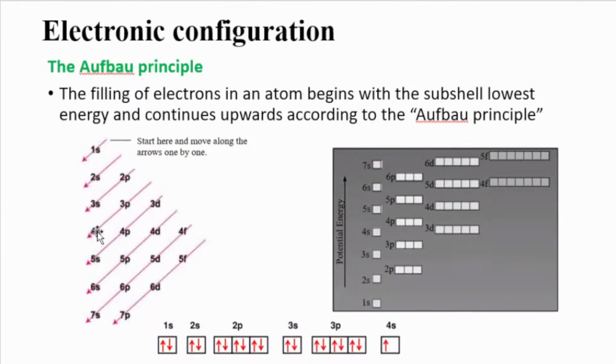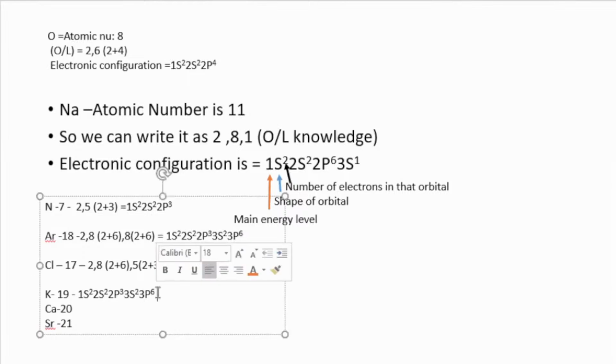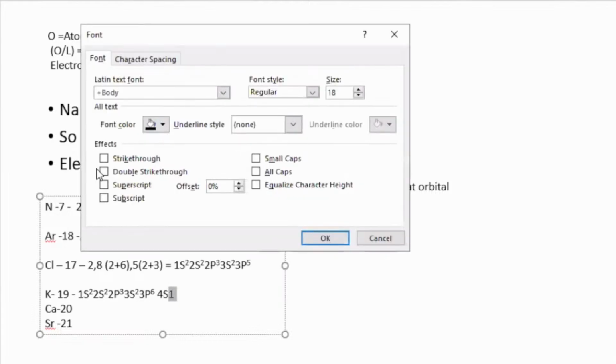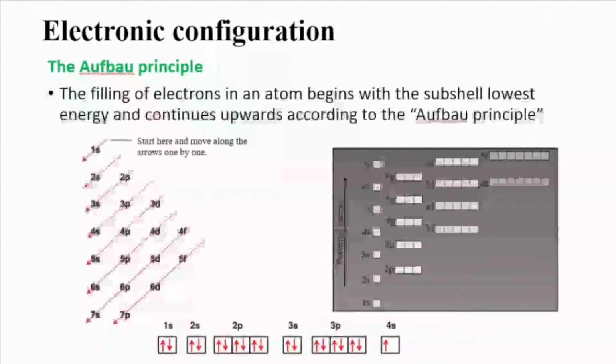After 3P, 4S is filled, not 3D. After 3P, 4S should come. So 3D doesn't come. Electrons fill in order of energy. So after 3P the energy is lower in 4S, not 3D. After filling 4S, only then is 3D filled.